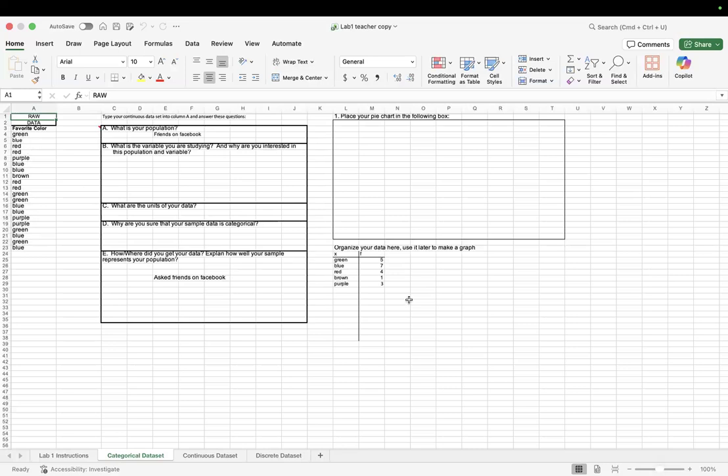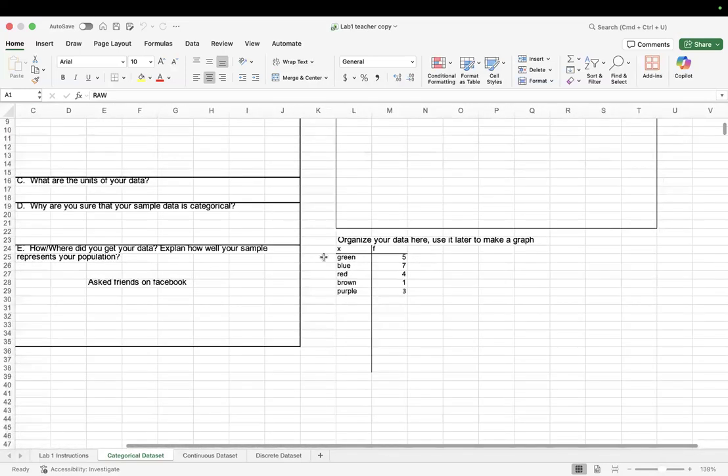After that, I organized them. I counted how many of each color showed up, and down here's where you're going to do that. I listed each of the colors and how many times they showed up in this column right here.